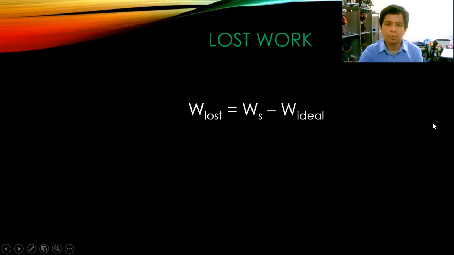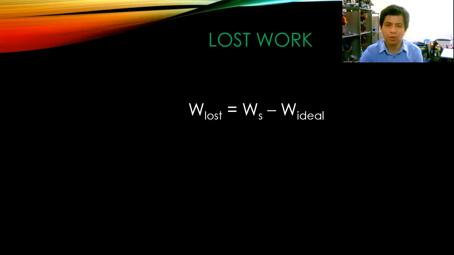Okay. So loss work is defined as W loss is equal to WS minus W ideal. W is the actual amount of work produced by the system. So the difference with the reversible work or the ideal work is W loss. So let's derive the equation for W loss.